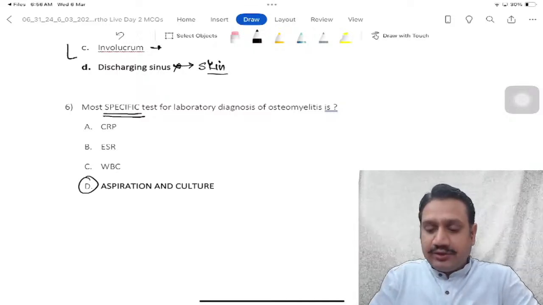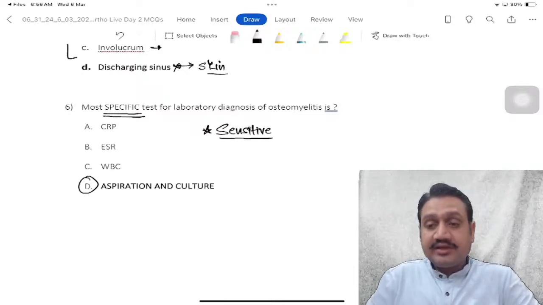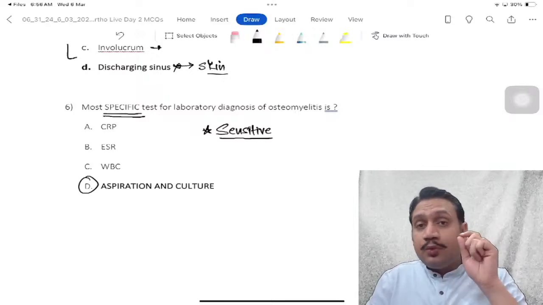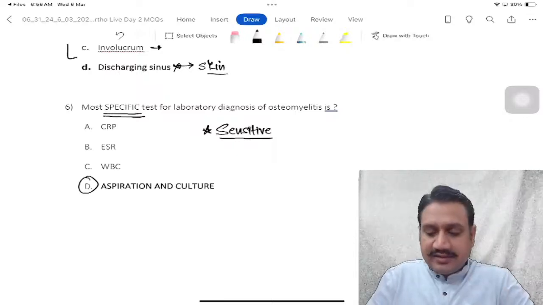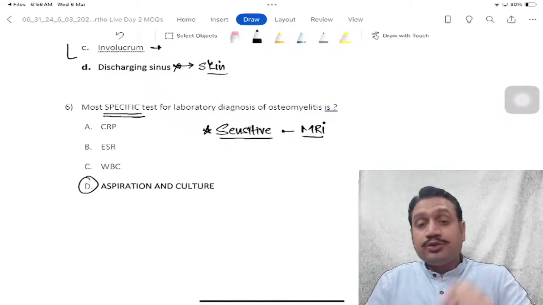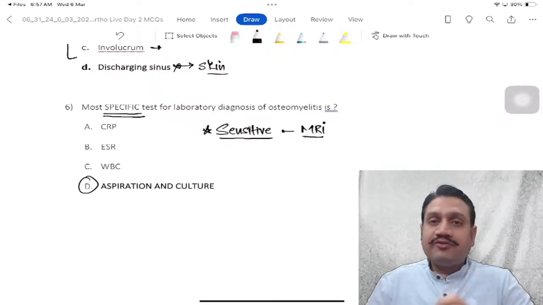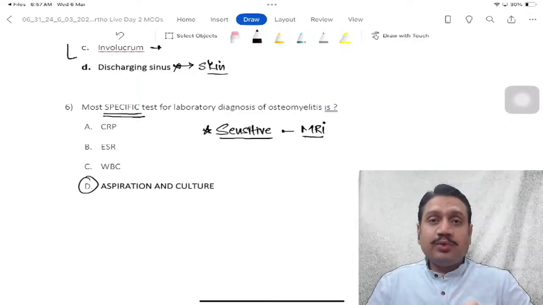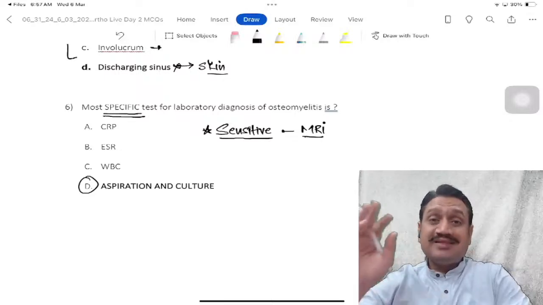By chance in your exam they change it to what is the most sensitive investigation. Sensitive investigation means the one which shows you the changes if an infection is happening. The sensitive one is always and always the MRI, because it shows marrow edema, which the MRI can show within the first 24 hours of the infection. So the sensitive one is the investigation which shows you the changes. The specific one confirms yes there is infection.